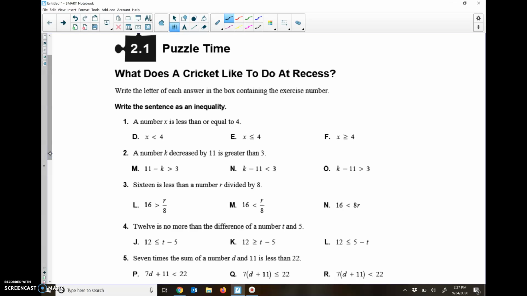Normally we only do about half of them, but this one's a really short one. It's only 8, so let's look at all of them. So a number x is less than or equal to 4. So let's just write these out and see if we can match it.